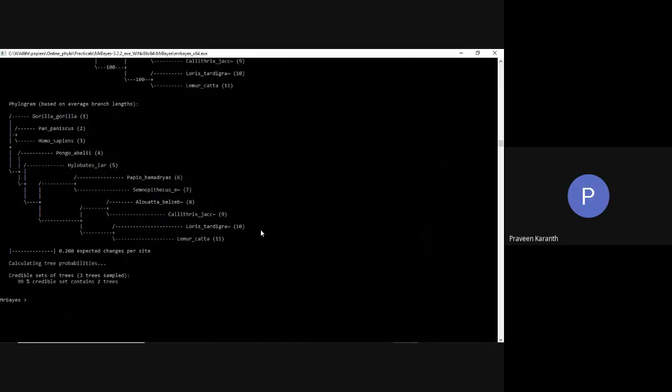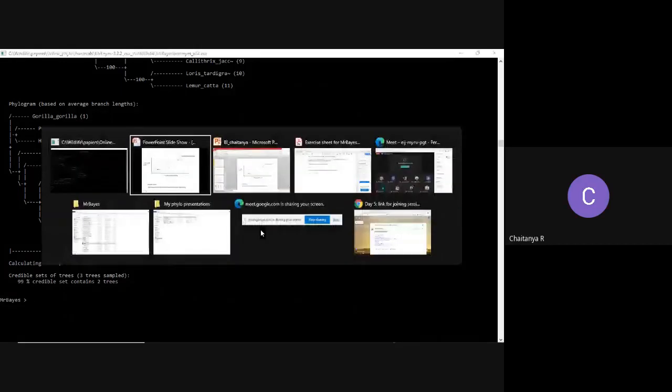Chaitanya, sorry, can I just interject? Can you go back to that burn-in graph, that presentation? Yeah.